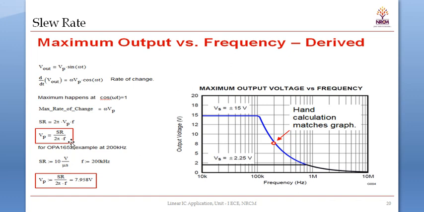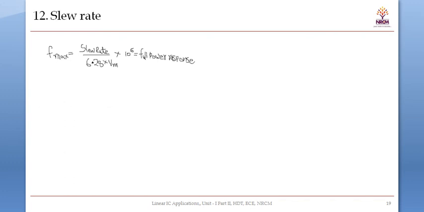The maximum frequency which you can calculate is given by this formula. F max, in hertz, is equal to slew rate divided by 6.28 into Vm or Vp, it is the same, that is maximum peak amplitude, into 10 to the power 6, which is also called as full power response. And full power response is the maximum frequency of the large amplitude sine wave with which the op amp can operate without distortion. So this is about F max.